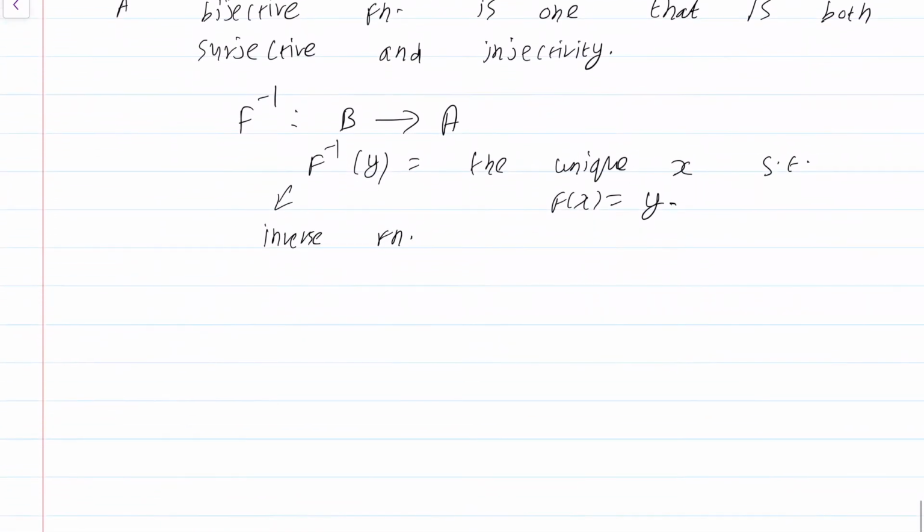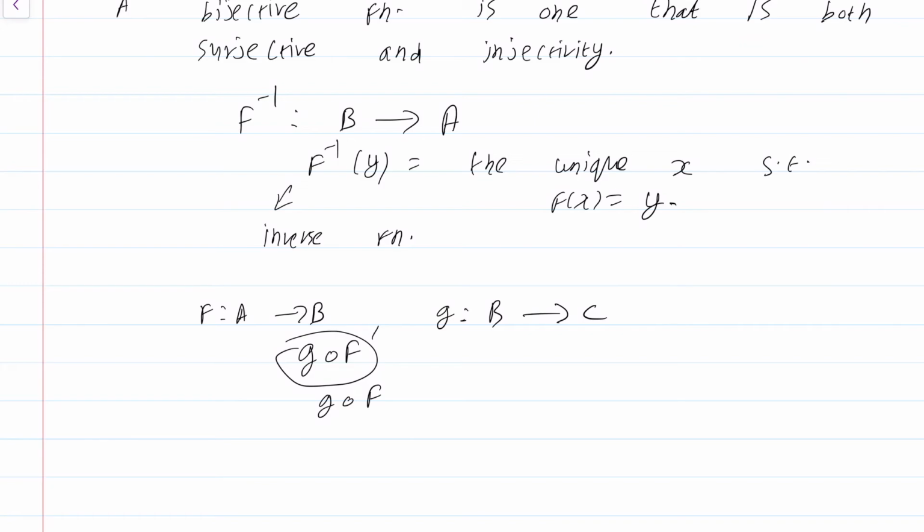Okay. It's also an inverse in the exact sense that I'm going to describe now. Given a function f from A to B and a function g from B to C, we can compose these functions, written g circle f, which we read as g of f, GOF.